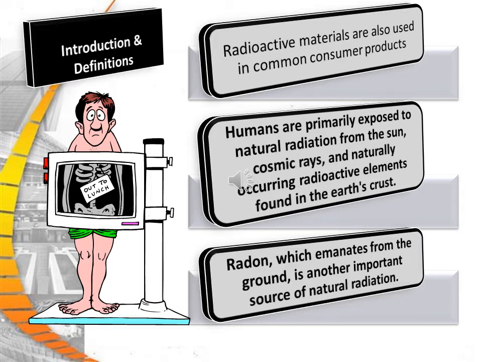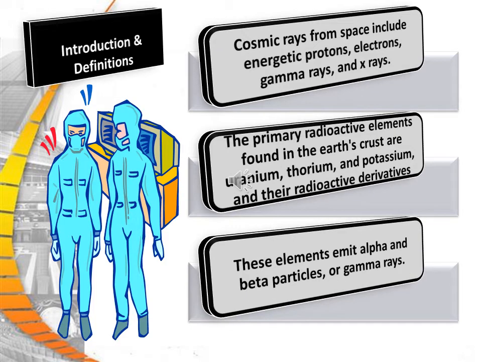Humans are primarily exposed to natural radiation from the sun, cosmic rays, and naturally occurring radioactive elements found in the Earth's crust. Radon, which emits from the ground, is another important source of natural radiation. Cosmic rays from space include energetic protons, electrons, gamma rays, and X-rays. The primary radioactive elements found in the Earth's crust are uranium, thorium, potassium, and their radioactive derivatives. These elements emit alpha and beta particles or gamma rays.